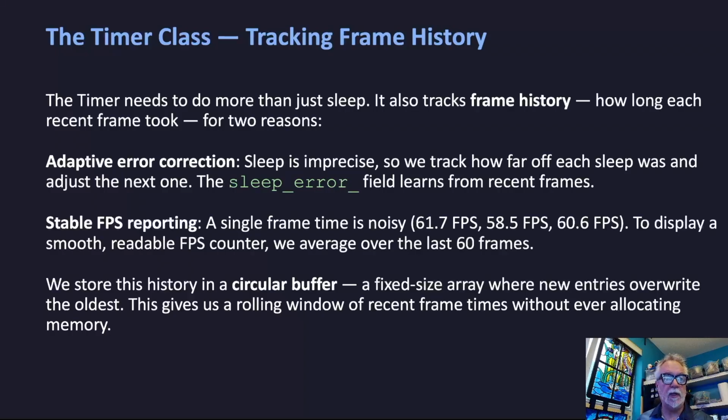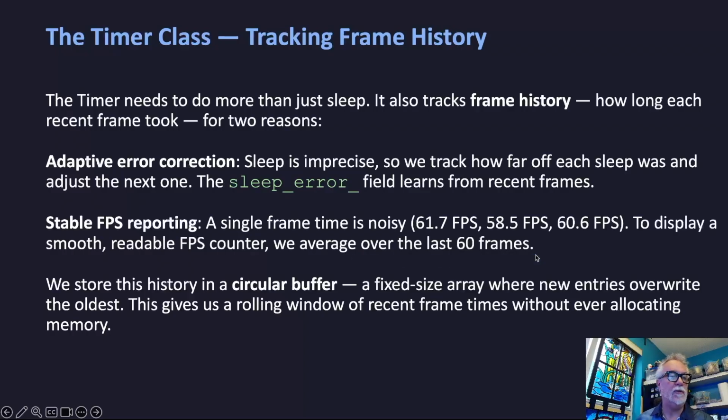The other thing is that we would like to be able to report our FPS as an average of the last 60 frames. If we were to calculate the FPS based on the time of the last frame, we might have a slight difference. So we might see 61.7, 58.5, 60, etc. What we really want to do is store the history of the last 60 frames, and then take the average. For the sleep error, we really only need the previous frame, but this one here is for stable FPS.